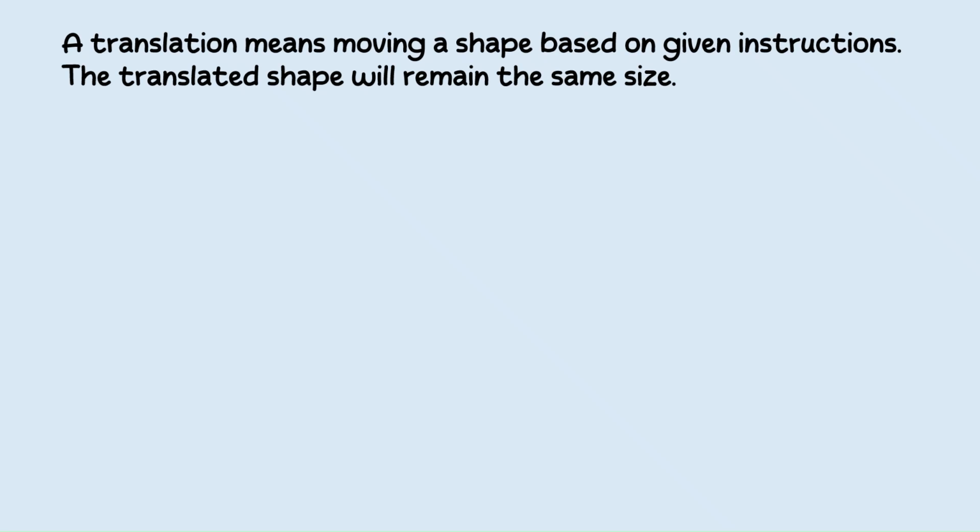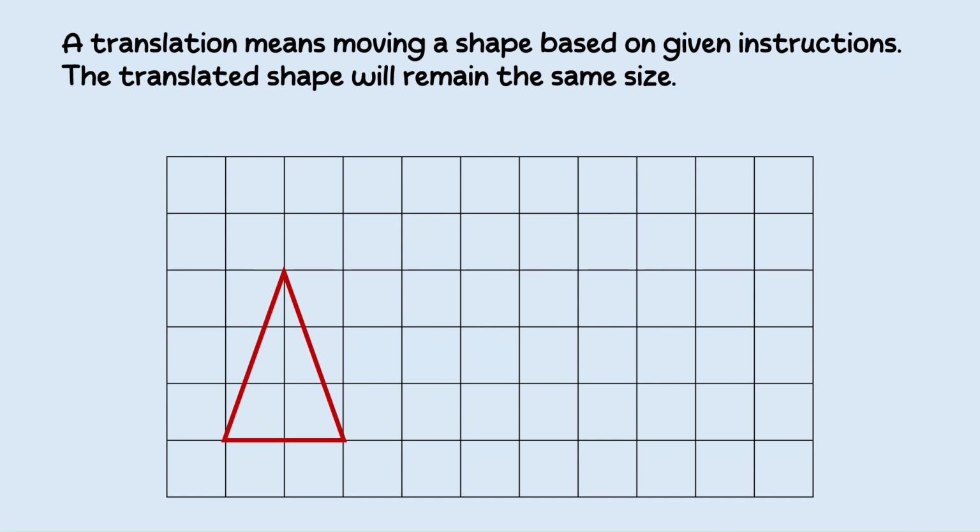In this video, we're going to take a look at translating a shape using a column vector. A translation in maths means moving a shape based on some given instructions, and the translated shape will remain the same size as it started. So if we take a look at this shape placed on our grid, we are moving our shape and we are placing it in a different position, but it stays the same size, so we have translated it.